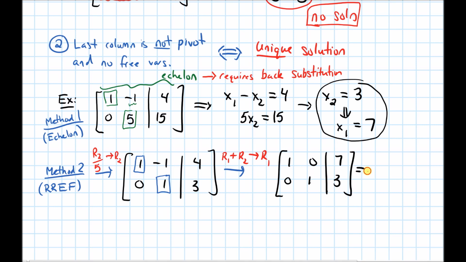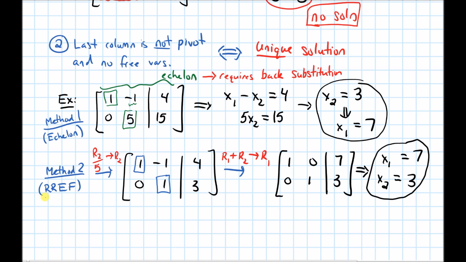And the advantage of this is now when I convert these two equations, the first row is x1 equals 7, the second row is x2 equals 3. So I got the same answer that I had before, but the advantage of this is I don't have to back substitute. So that's the trade-off there. If you put something in echelon form, that will require fewer steps in terms of row operations, but then you may have to back substitute once you convert to equations, and that might end up being more.